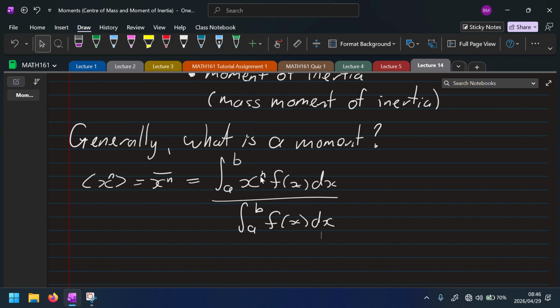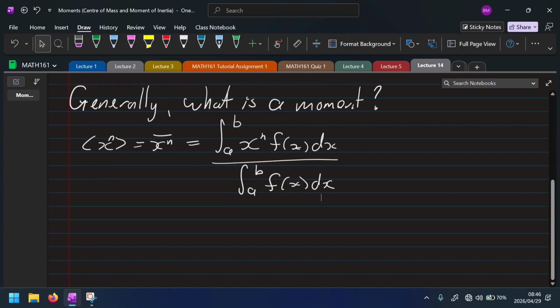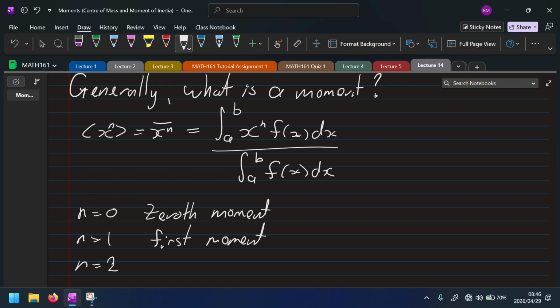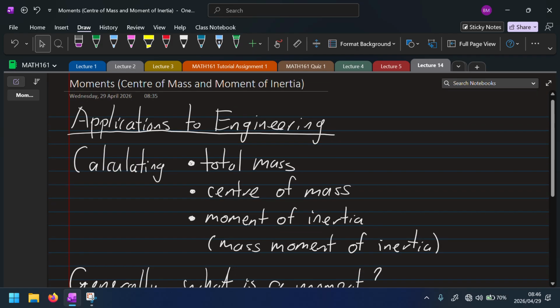So if n is 0, then it is the 0th moment of the function. That's just the total area of the function. So integral from a to b, f of x dx, that's the area. That's the 0th moment. If n is 1, that's the first moment. If n is 2, that's the second moment. Okay, that's the idea. And again, you can continue this 3, 4, 5, but for our applications, we're only going to look at 0, 1, and 2.